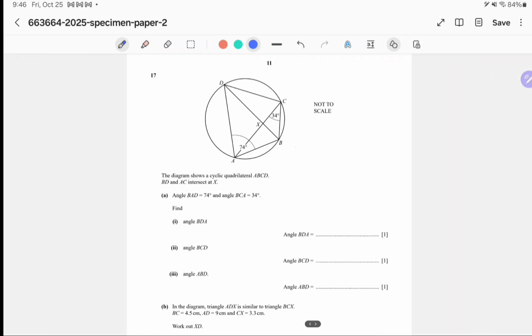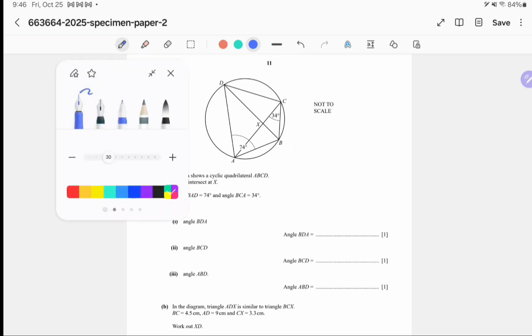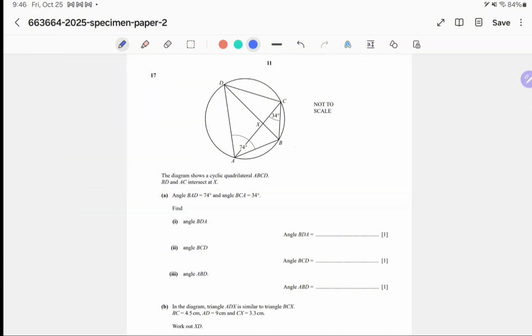Next question, 17th. The diagram shows a cyclic quadrilateral ABCD. Okay, BD and AC intersect at the point X. Angle BAD is 74 and angle BCA is 34. Find the angle BDA. So how will you find the angle BDA?